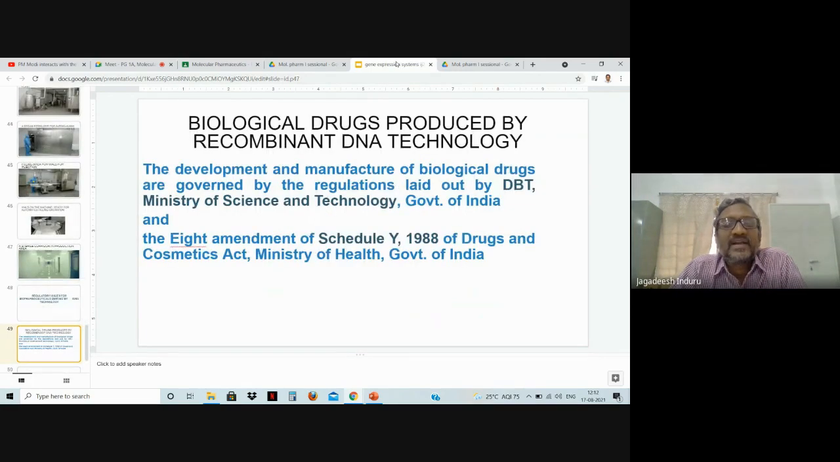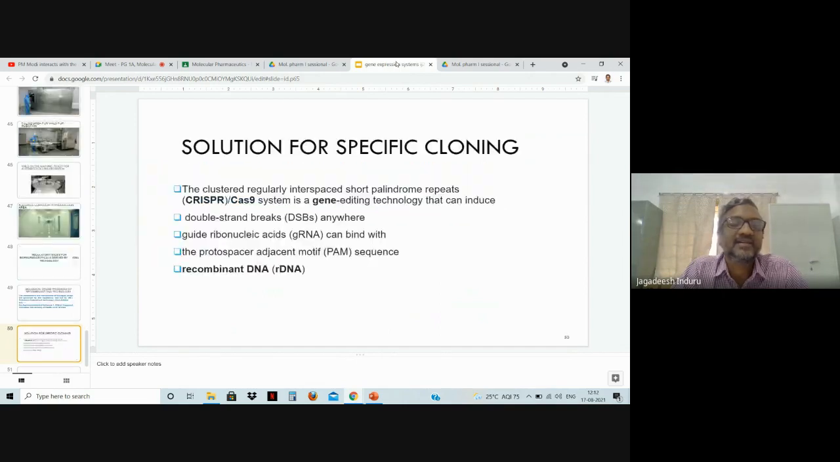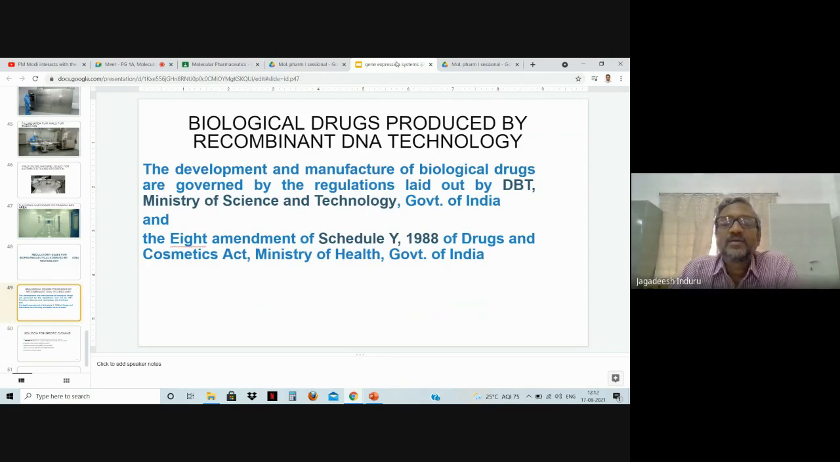So most of the time we have regulatory aspects. We see that Schedule Y of the Drug and Cosmetic Act pertains to this. They will be looking into this, along with the Department of Biotechnology and the Ministry of Science and Technology of the Government, and the 8th Amendment of Schedule Y. We need to go a little deeper: what is the minimum requirement we need to have, specific to these biotechnological products, applicable to rDNA technology also.